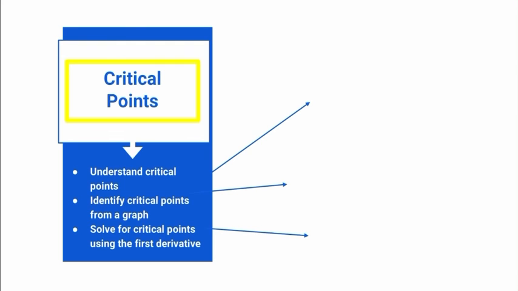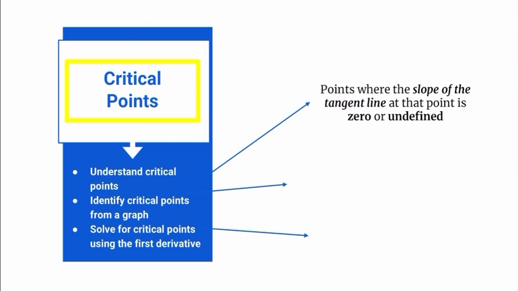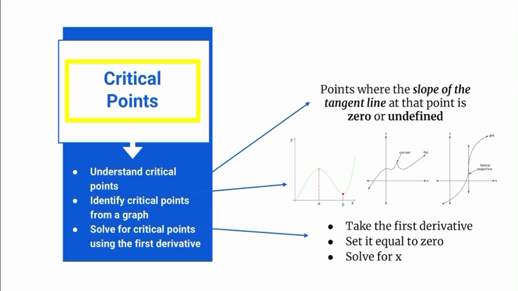Finally, let's have a little recap of everything we learned in this video. We defined critical points as points where the slope of the tangent line at these points is either 0 or undefined, as shown in these three graphs. We also learned how to find the critical points of a function by taking the first derivative, setting it equal to 0, and solving for x.